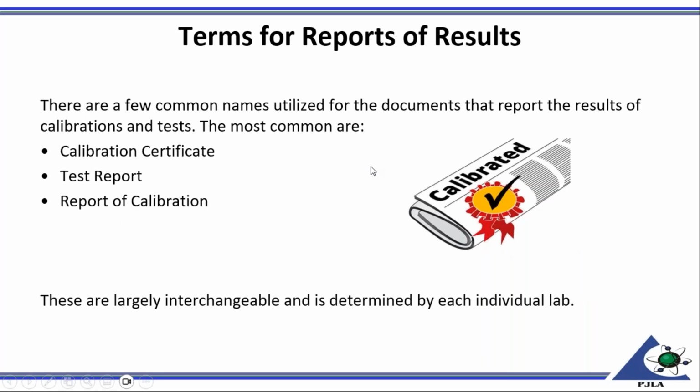Okay, let's see. There are a few common names that we utilize, just industry-wide, for the documents that report the results of the calibration and tests. The most common ones are calibration certificate. That's going to be 9 times out of 10 for a calibration. It's going to be called a calibration certificate. A test report, again, that's basically the standard one for testing. There's going to be a test report of some kind, or a report of calibration.